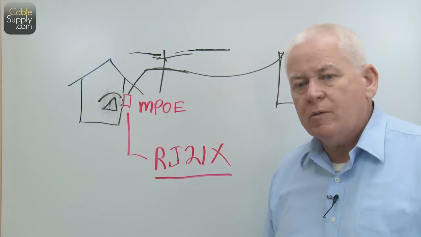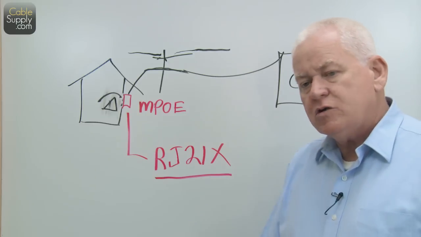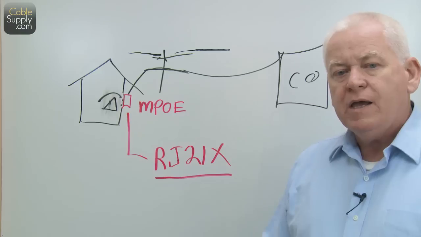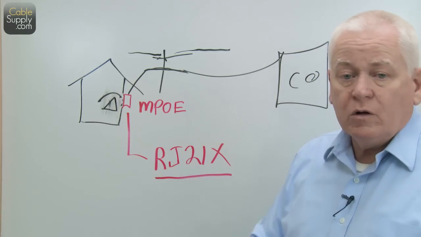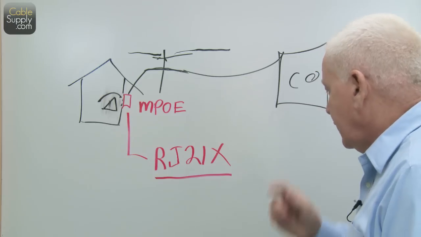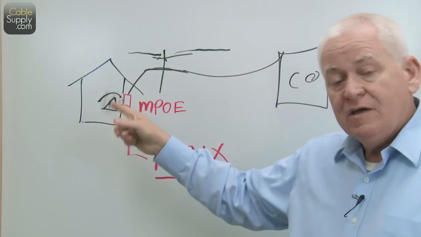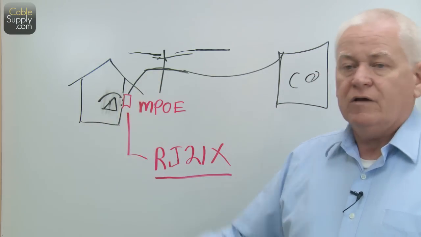And we're going to talk a little later about the difference between a loop start and a ground start, a T1 and a PRI and a BRI, and how they're all different, and a DSL. We'll also talk about a DSL and how that works. But for now, we have to get down to basics. So this is what it looks like for a house.